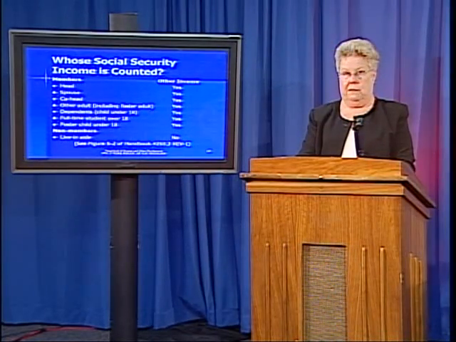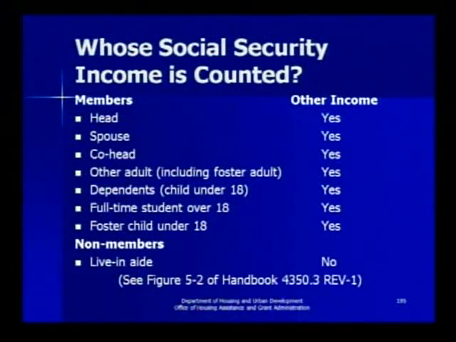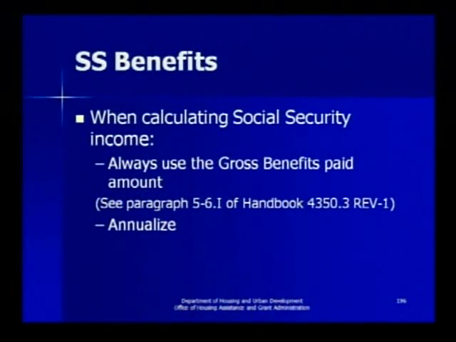And then we just have this little chart that's in the handbook that you can see that all other income that is not considered earned income is included in annual income except for live-in aides. And of course, live-in aides, we don't count any of their income because they're not a member of the family or the household. And again, and we say this over and over again, when calculating the Social Security income, always use the gross benefits paid, and then you will annualize those benefits.